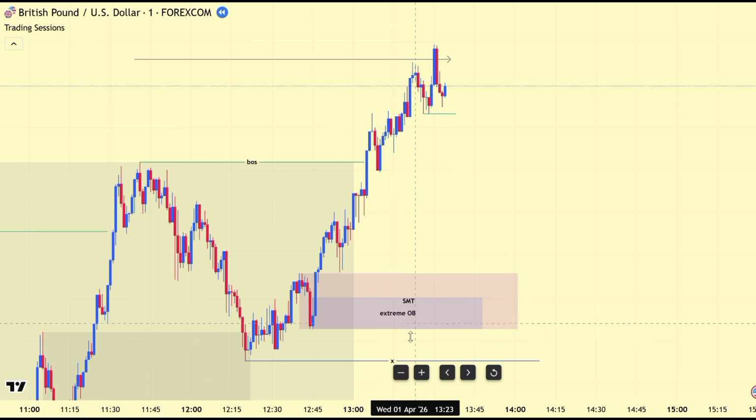Same in this case, we can clearly see exactly right here that this one here is of course the inducement on the 15-minute, but it will be actually the change of character on the 1-minute.